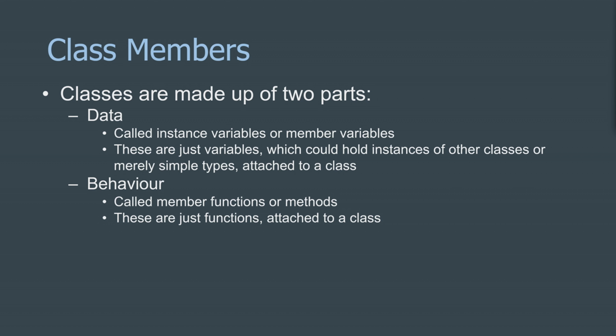But remember that the class just defines that the instance variables exist. The individual instances of that class, or the objects in other words, are going to have different values for these. So actually each object has its own copy of the instance variables.